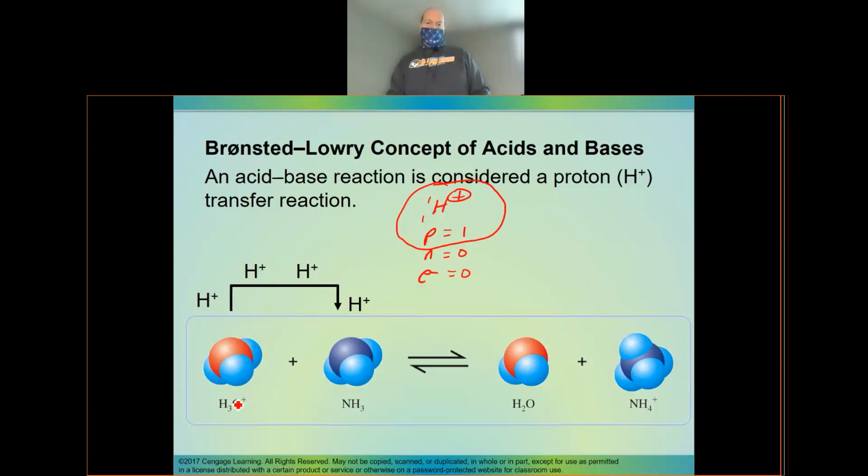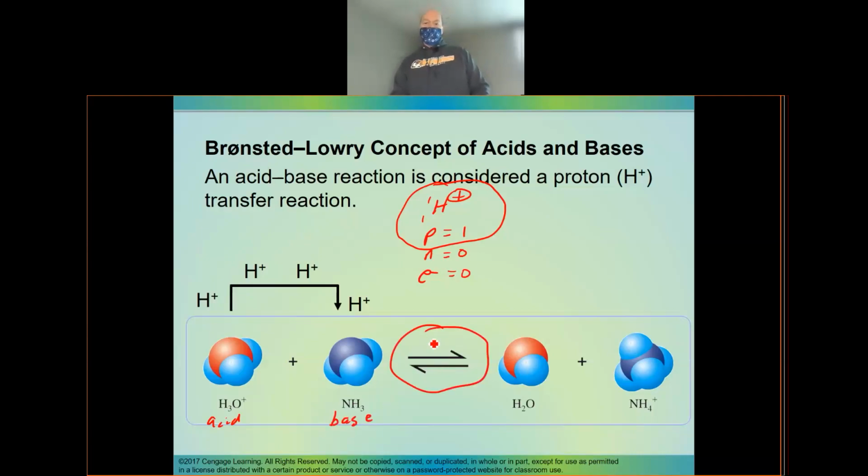So we're going to do H plus, a proton donor, and a proton acceptor. The H comes from the acid and goes to the base. When you lose an H, you have H2O. When you gain an H, you have NH4 plus. So this is your acid, and this is your base.